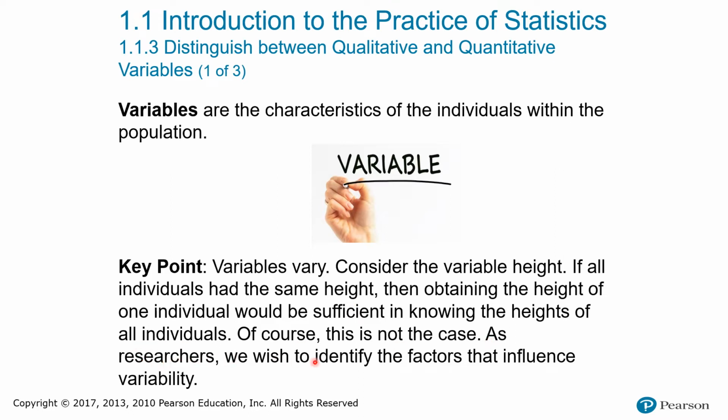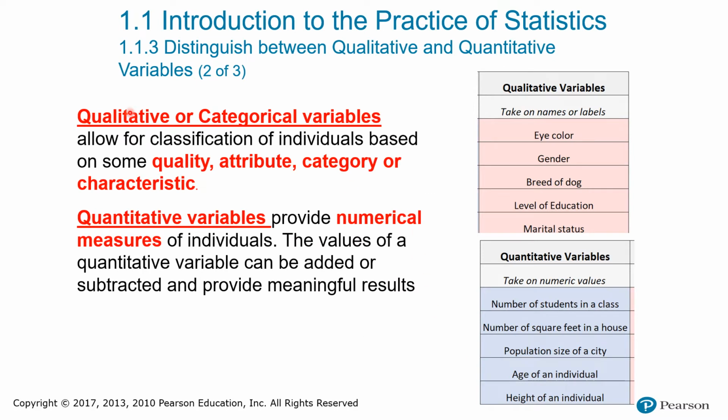As researchers, we wish to identify the factors that influence variability, and this is a really big aspect of statistics. So in this course, we're going to talk about two main types of variables, qualitative variables and quantitative variables. And to give you a brief definition of each of those, a qualitative variable, which is also called a categorical variable, allows for classification of individuals based on some quality, attribute, category, or characteristic.